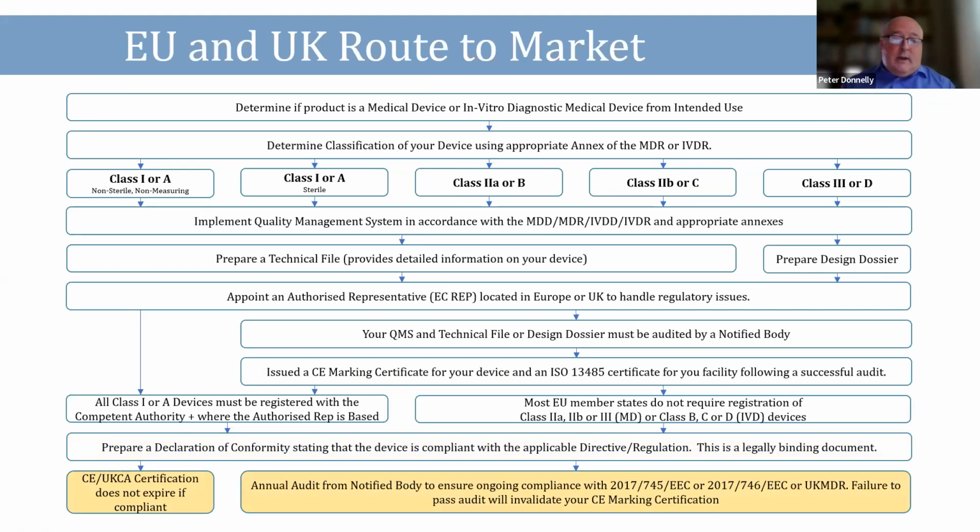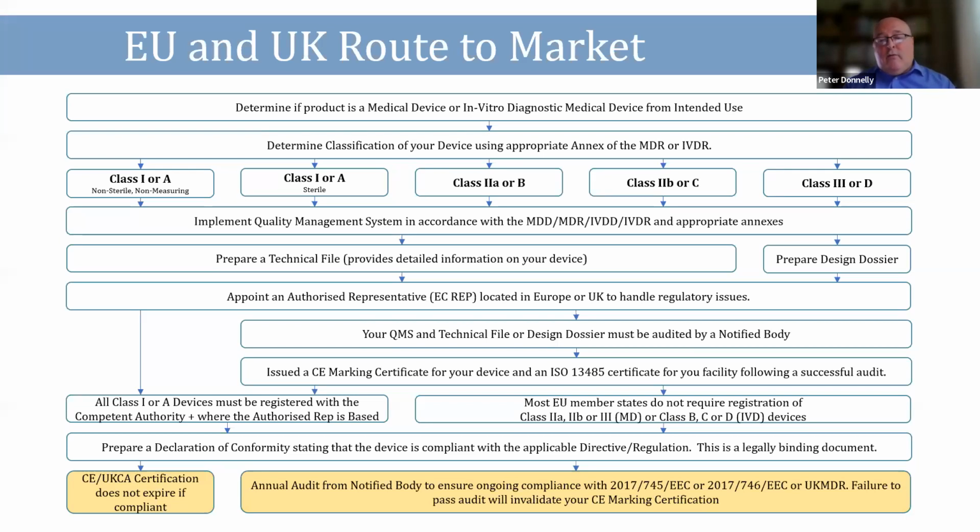And then with class one, the certification doesn't expire if you're compliant or within scope. So again, back to that intended use thing, I would say this is what I intend to do, but as your product evolves, it could evolve to being a class 2A or class 2B. So consider that. But if it's a class one, the certification does not expire if you're compliant.